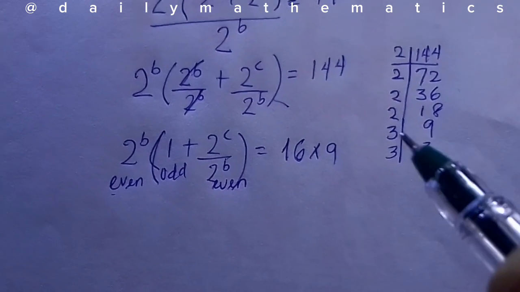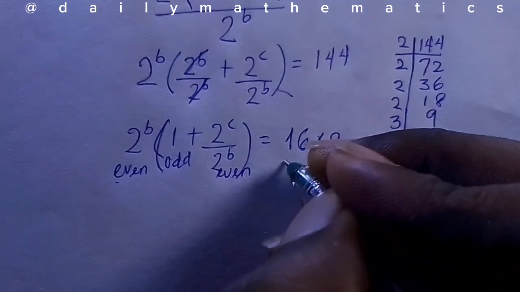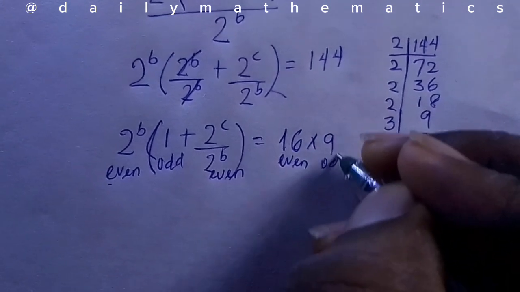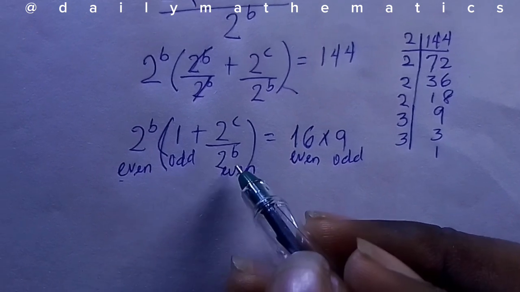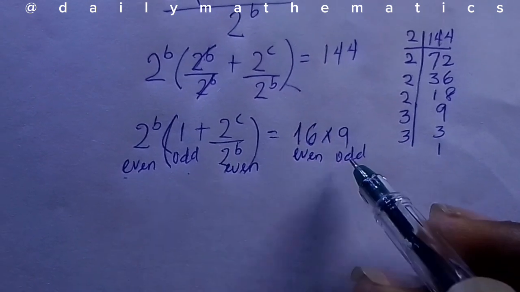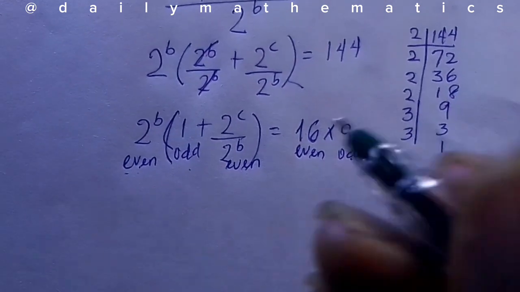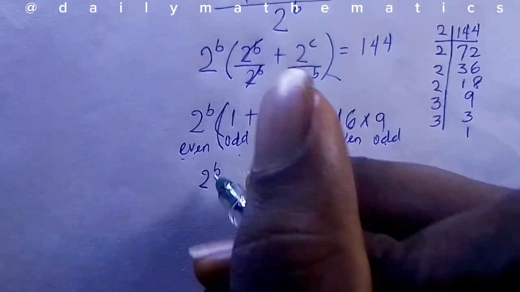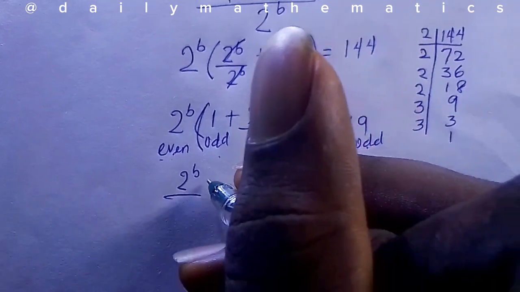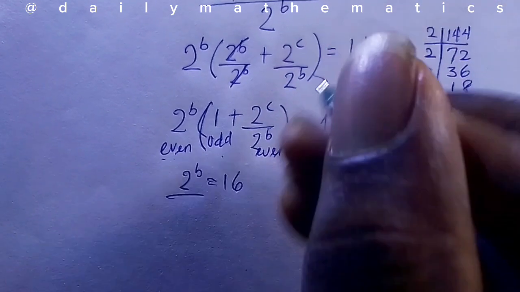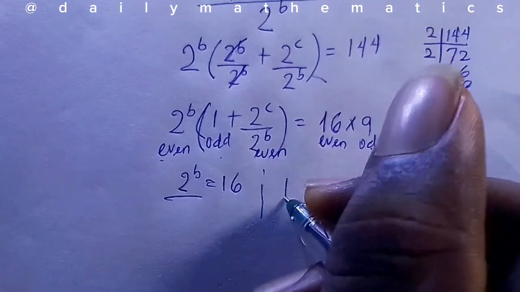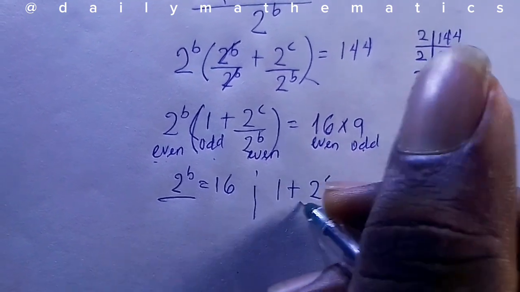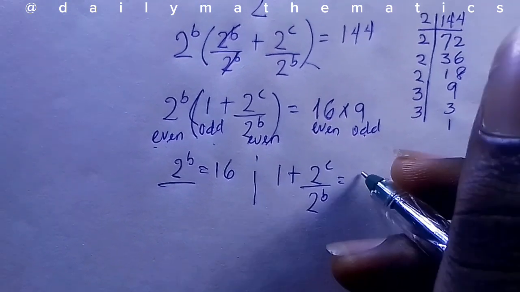Right? So from here, what's this trying to tell us? That this is even and this is odd. So we say that odd number plus even number is giving us odd number. So we equate the odd to the odd and we equate the even to the even. So from here we have 2 raised to the power of b equal to 16, and we have 1 plus 2 raised to the power of c over 2 raised to the power of b equals 9.